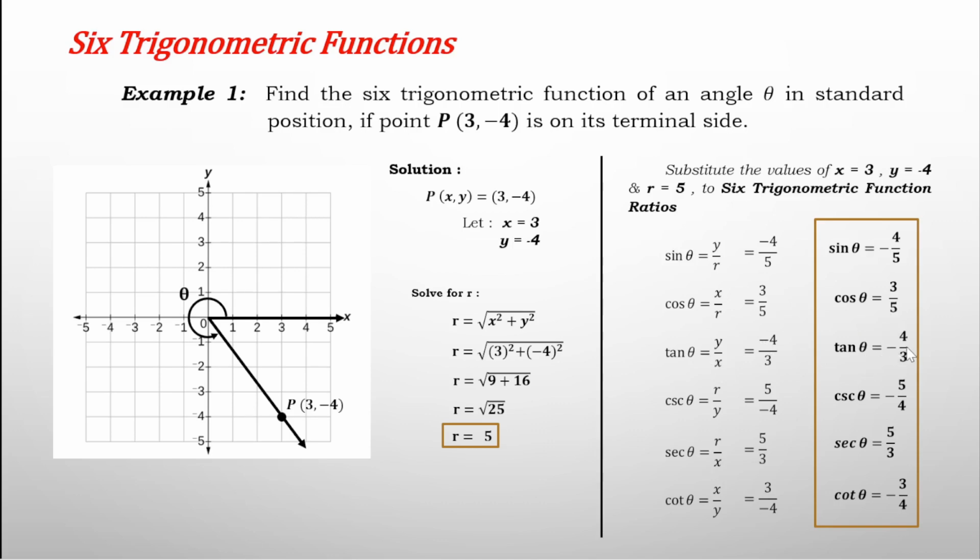equal to negative 4/3. For the cosecant theta, as we are going to divide 5 divided by negative 4, cosecant theta is equal to negative 5/4. And secant theta is equal to 5/3. For cotangent theta, as we are going to divide 3 divided by negative 4, cotangent theta is equal to negative 3/4.